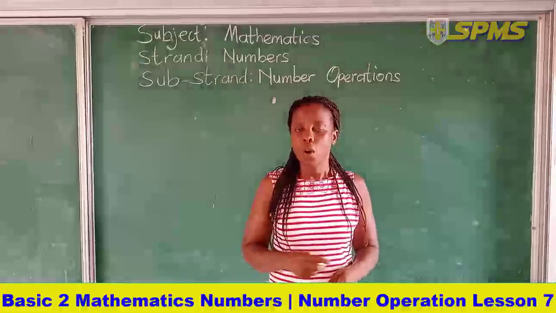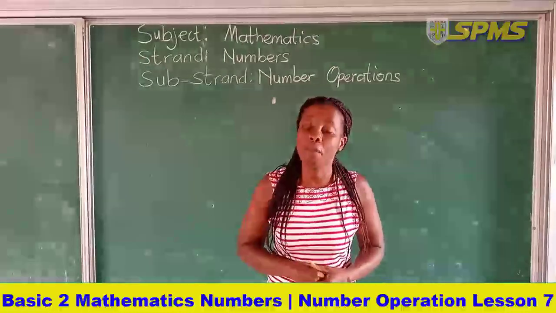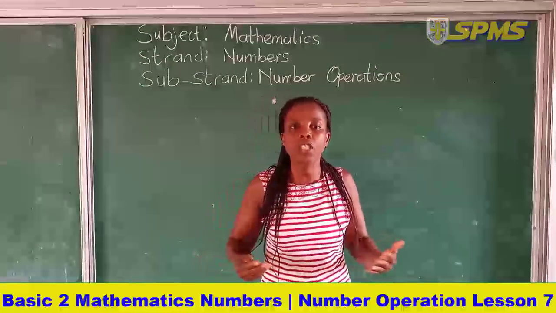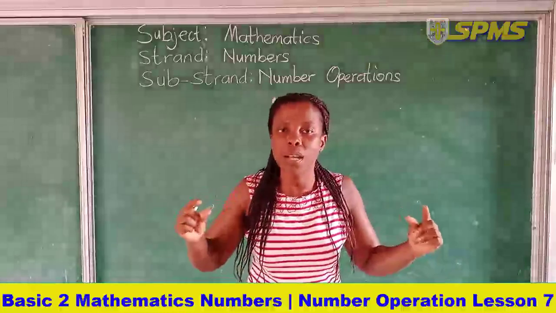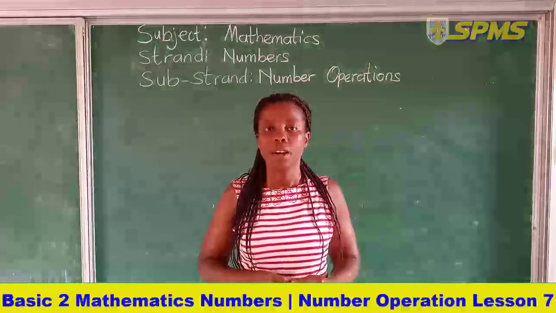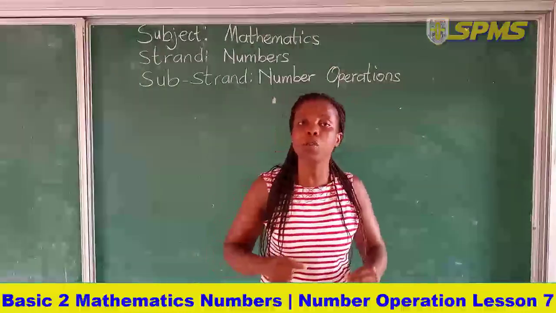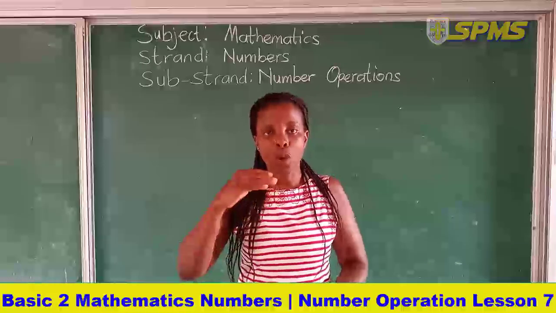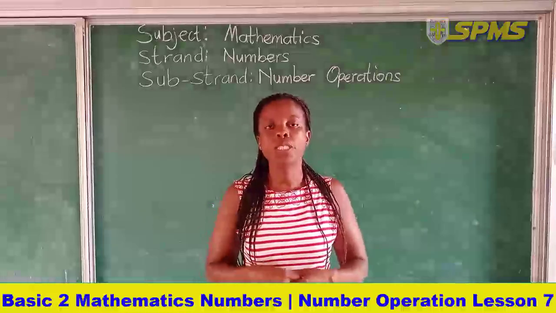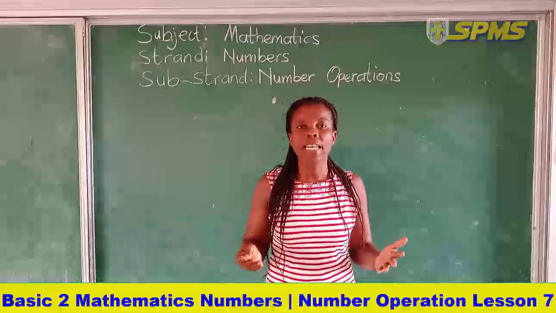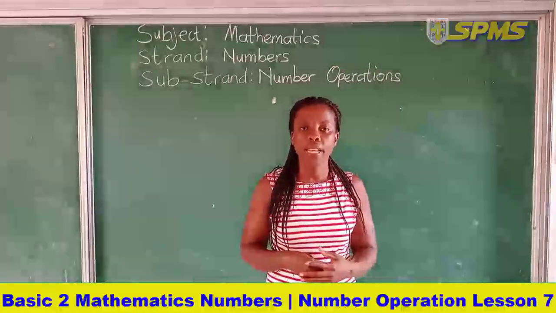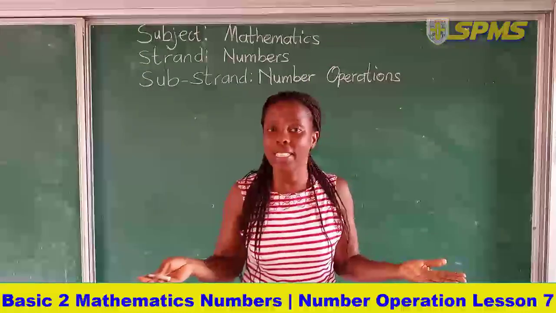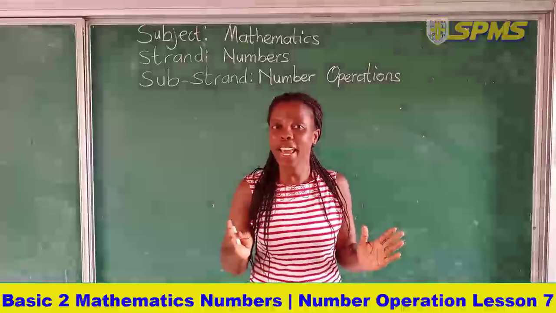Okay, children, what did we do in our previous lesson? We looked at how to add two-digit numbers in the horizontal and the vertical manner. Horizontal means the numbers are arranged from left to right, and vertical from top to down. We also looked at how to expand numbers in a horizontal manner. So when you add in a horizontal way, you should be able to expand in a horizontal way. You open brackets to expand.